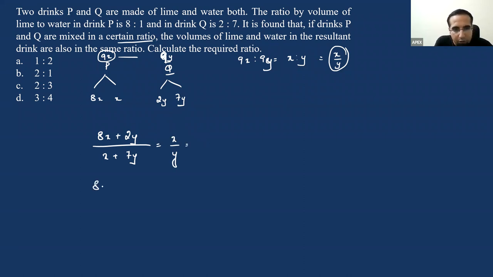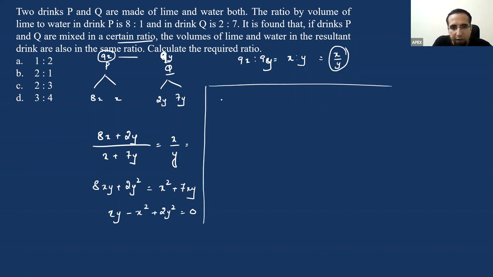So if we cross multiply, what do we get? We get 8xy plus 2y square is equal to x square plus 7xy. Clear? So we can further simplify this as 8xy minus 7xy, so this is xy, and then we have minus x square plus 2y square is equal to 0. Or let's take everything to the right hand side: plus x square minus xy and minus 2y square is equal to 0.